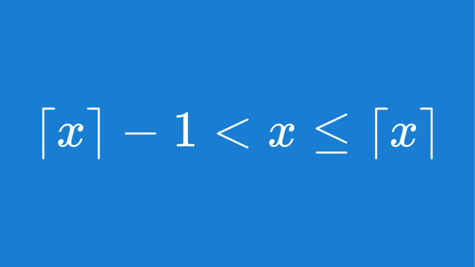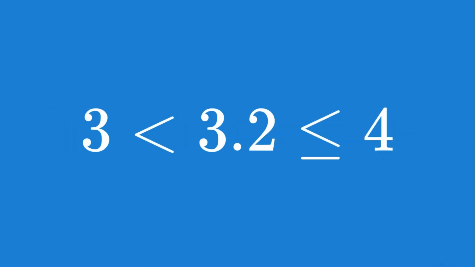For the ceiling function, the key property is that the ceiling of x is always greater than x, but less than or equal to x plus 1. If x is 3.2, then the ceiling of x is 4, satisfying 3 is less than 3.2 is less than or equal to 4.